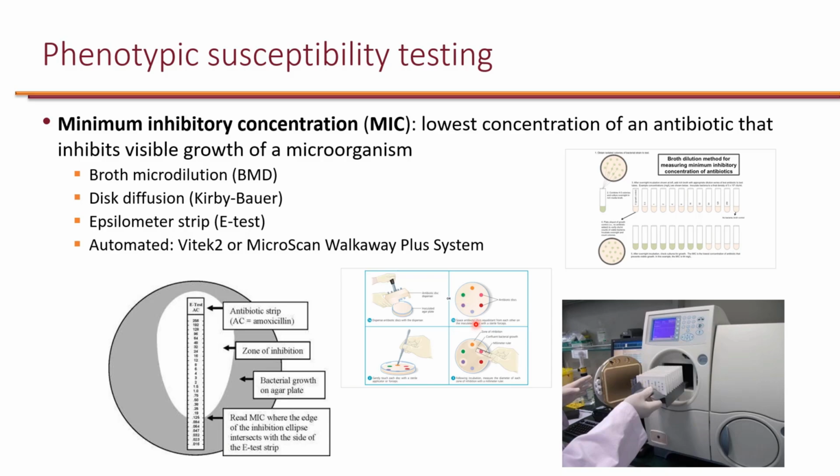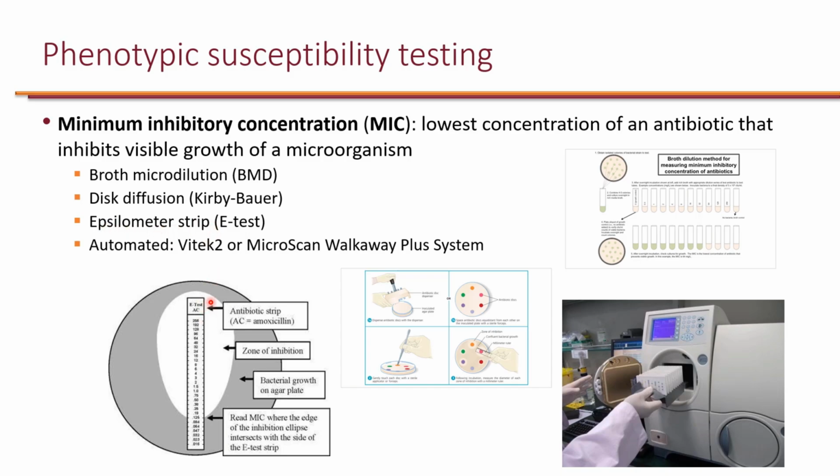disk diffusion only tells you if it's susceptible, intermediate, or resistant. It doesn't really give you the MIC. Broth microdilution will give you the MIC, and based on the MIC, we can decide if an organism is susceptible, intermediate, or resistant to the given antibiotic. Diffusion only tells you susceptible, intermediate, or resistant without the MIC. So another way to get the MIC is the E-test.